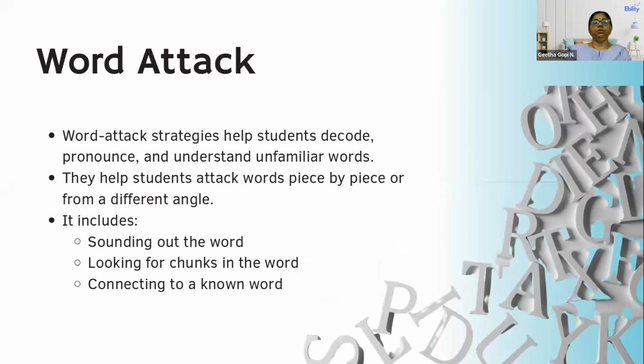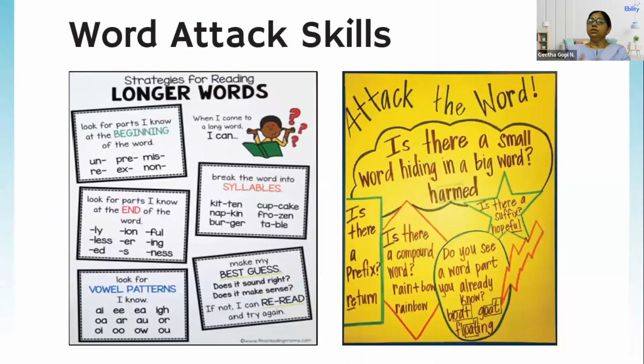Generally what we do is we sound the word out, but we also look for breakable chunks in the word, break it up into certain parts, or connect it to a known word, and then try to put it all together. So there are lots of different strategies that are used as word attack skills, especially when we are trying to read multisyllabic or longer words. So what do we do when we have longer words? This is an anchor chart which helps remind the students what are some of the strategies we can use.